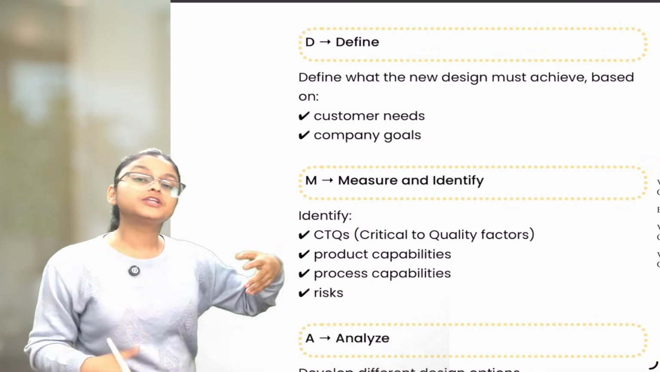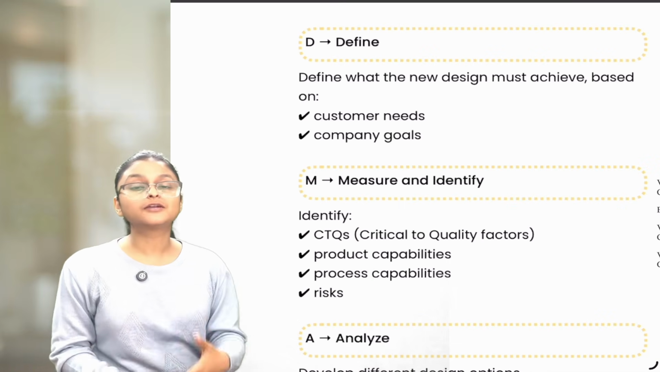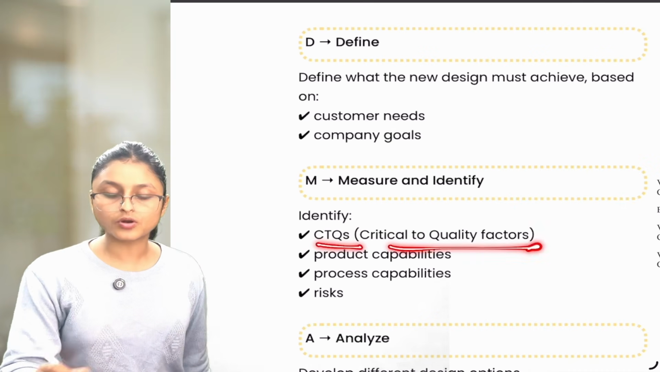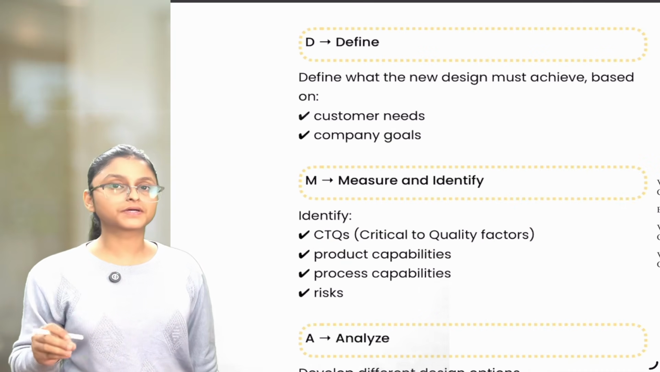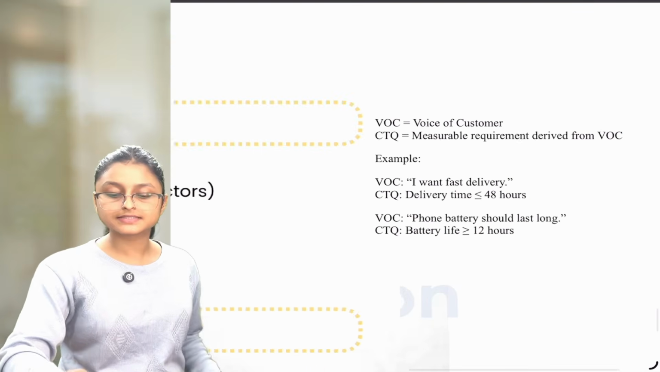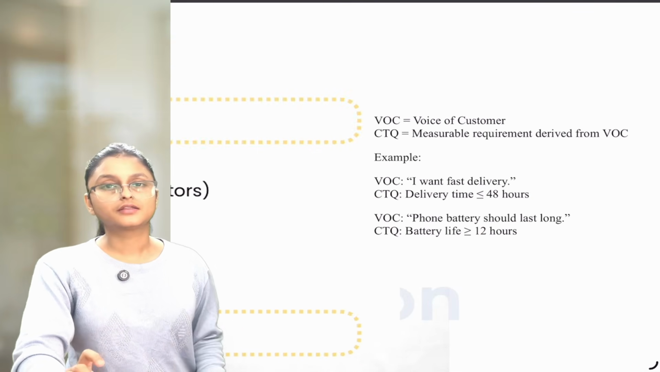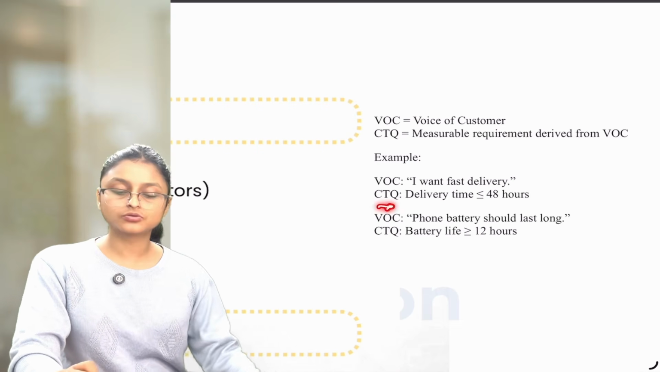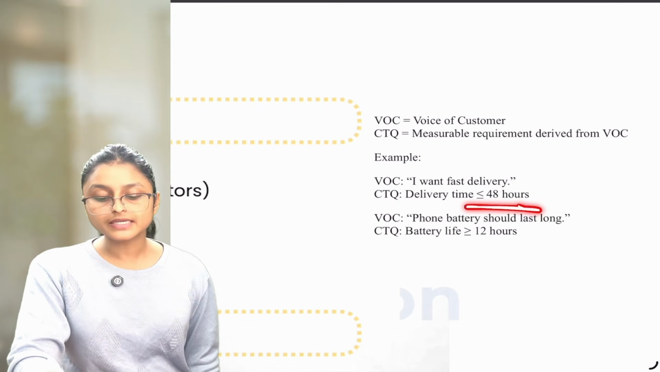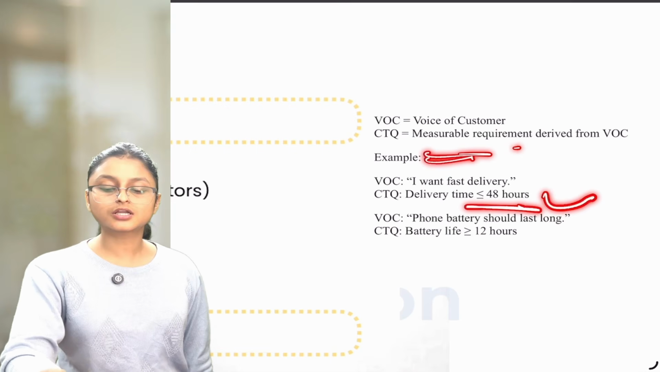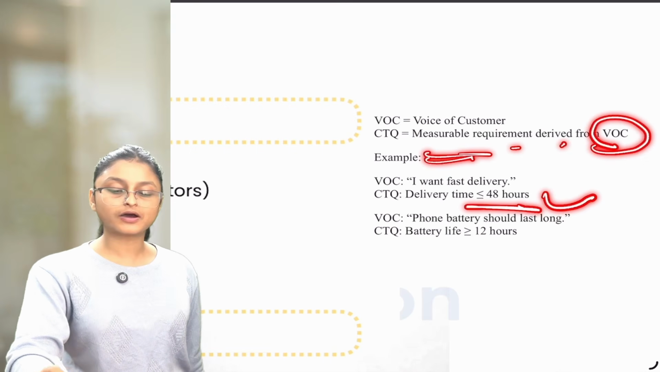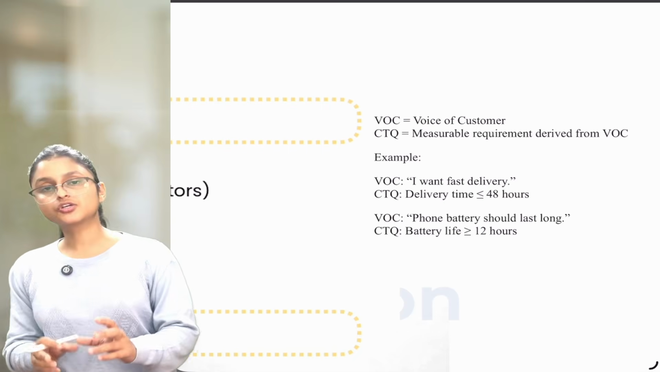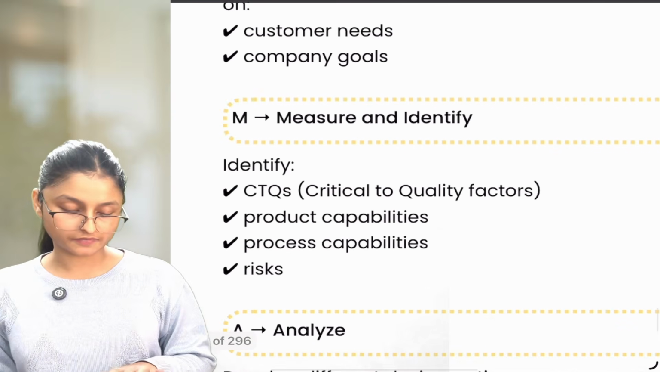So now we need to identify things that we want to achieve and then measure them, like critical to quality factors. We need to fulfill customer requirements, right? But the customer says, "I want fast delivery." They don't measure it. They don't tell it in numbers. So what will CTQ do? CTQ will define it in numbers. It will measure the requirement derived from voice of customer. So whatever our customer is saying, we will measure it in numbers so that we can actually achieve it.